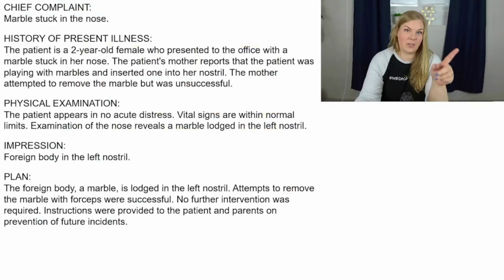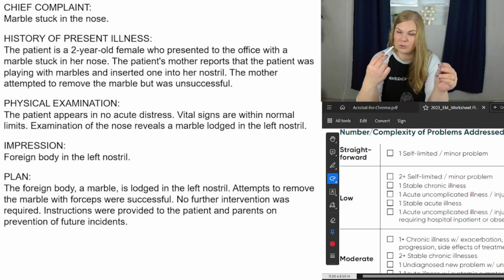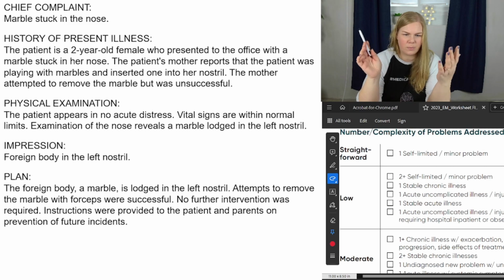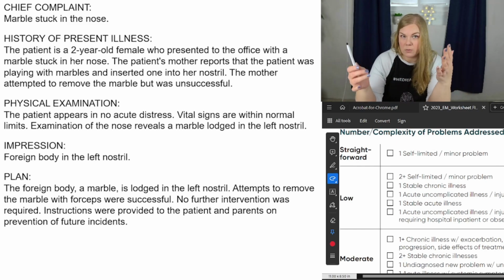Now, this last note, we're going to get a little wild. This is a pediatric patient who came in because they have a marble shoved up their nose. Don't shove marbles up your nose. But this patient did. And they presented to, I think this might be an urgent care, or this might be a PCP. It doesn't specifically say.